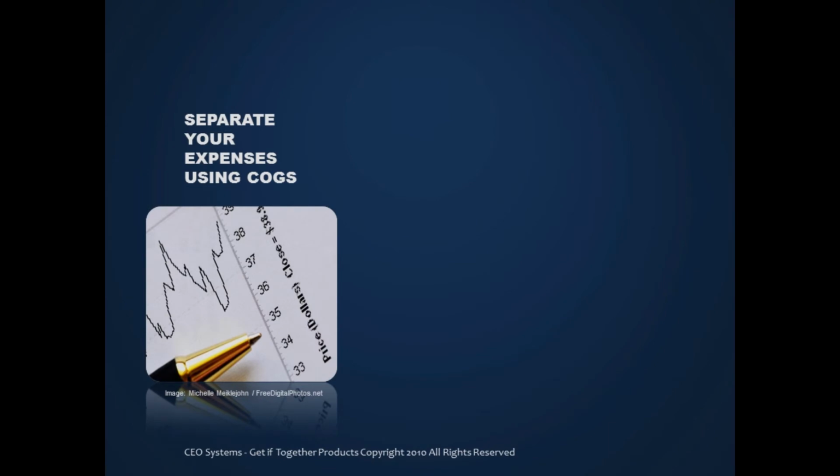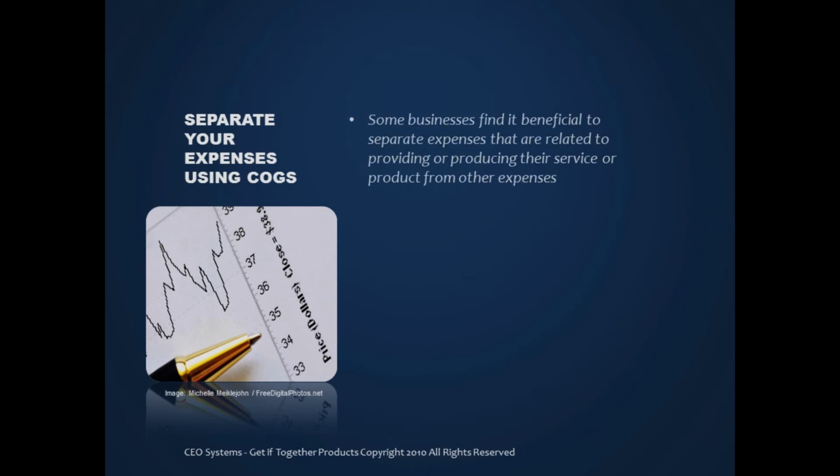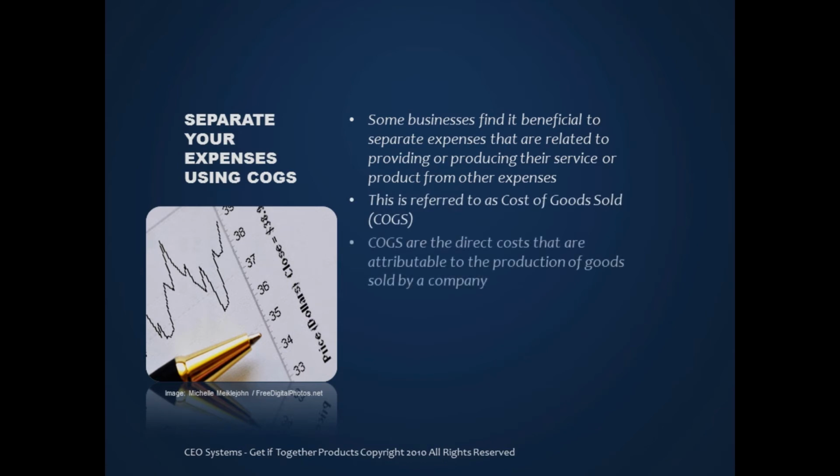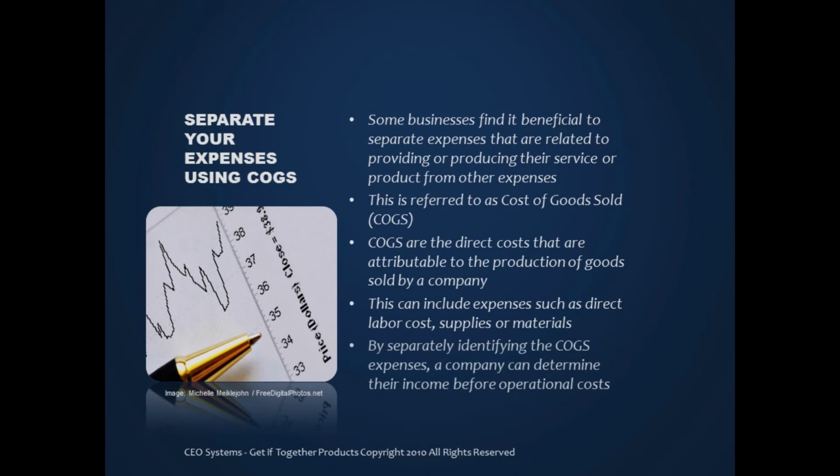Separate your expenses using costs of goods sold. Some businesses find it beneficial to separate expenses that are related to providing or producing their service or product from other expenses. This is referred to as costs of goods sold. Costs of goods sold are the direct costs that are attributed to the production of goods sold by a company. This can include expenses such as direct labor costs, supplies, or materials. By separately identifying the costs of goods sold expenses, a company can determine their income before operational costs.